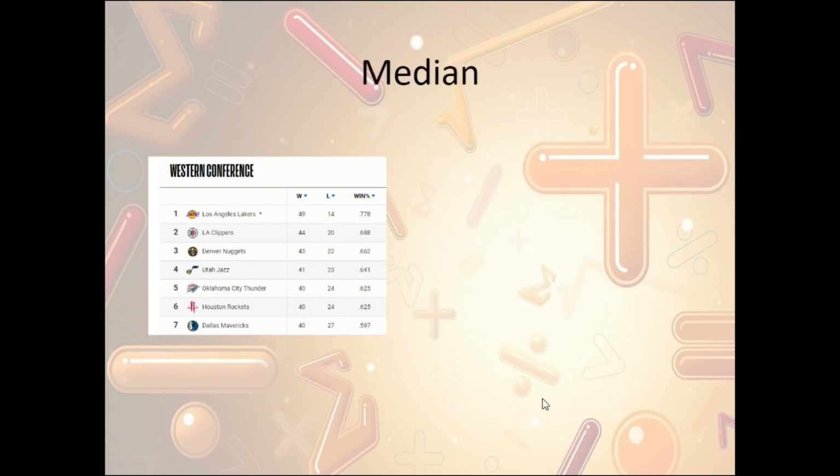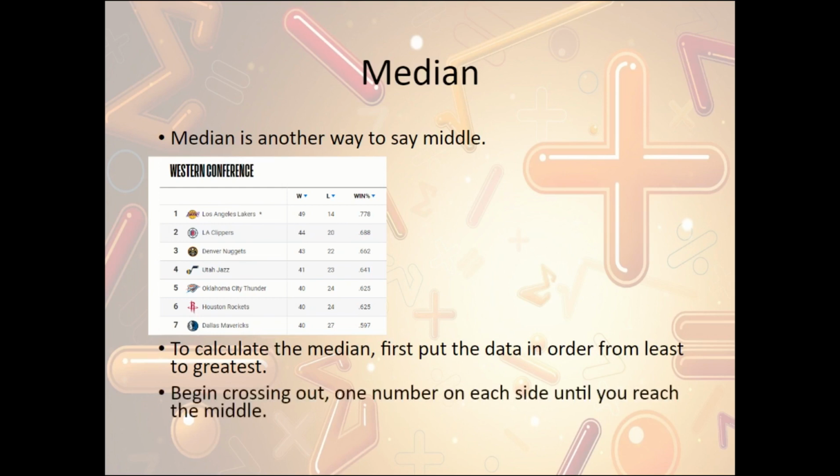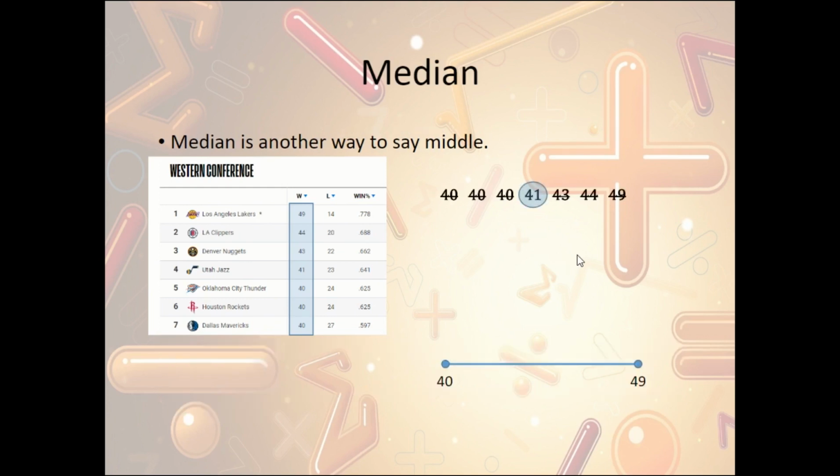Then we need to find the median. The median is the middle. Remember, in order to find the median, we put them in order from least to greatest and then start crossing them out on each side until we get to the middle. So we have 40, 40, 40, 41, 43, 44, 49. We cross them out from each side. We cross out 40 and 49, 40 and 44, 40 and 43, and we're left with 41. So 41 is our median. We're going to go here to 41 and draw a little line right there to say that that is our median.